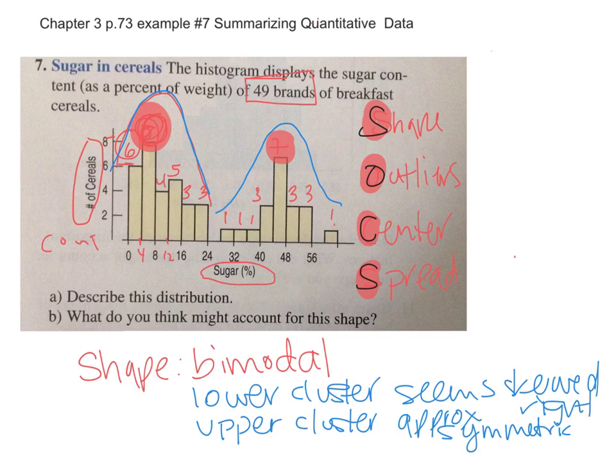There doesn't appear to be any outliers, and because we're talking about bimodal, usually what that means is we have 2 different types of groups. In this case, the lower cluster seems to be centered somewhere around 10, and the second cluster appears to be centered around 45%. So the first cluster is centered around 10%, second cluster centered around 45%.